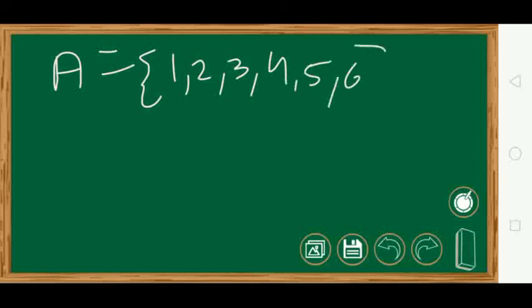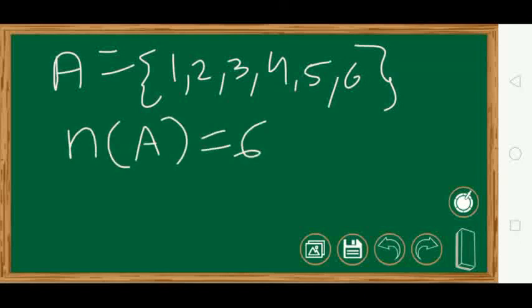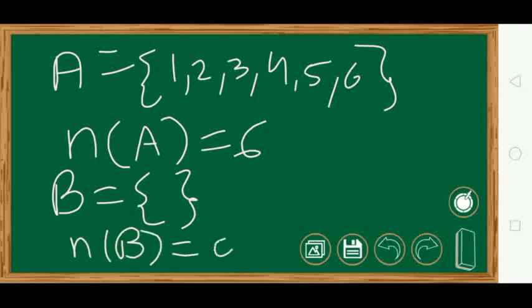Now let us see number of elements in a set. What do you mean by number of elements? Very simple. If A is given as {1, 2, 3, 4, 5, 6}, how many elements are there? 6. So we will write like this: n(A) is equal to 6. If B is an empty set, then n(B) will be equal to 0. So the number of elements of a set means just count how many elements are there and write it. That's all. These are the basics.